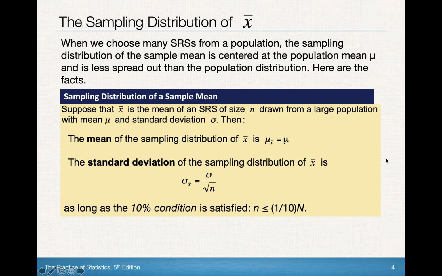The sampling distribution of X bar will have a center or a mean of the parameter mu. So just like in the sampling distribution of P hat, the parameter was P, now we have a parameter mu, and that is the center of our sampling distribution. The standard deviation of our sampling distribution, which we call sigma sub X bar, is sigma over square root of n, where sigma is the standard deviation of the population and n is the sample size. Again, we can only use this formula if our 10% condition is satisfied because each sample has to be independent of other samples.